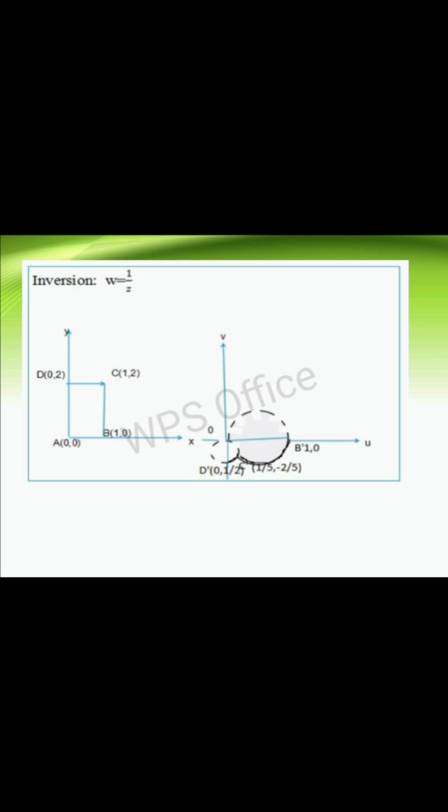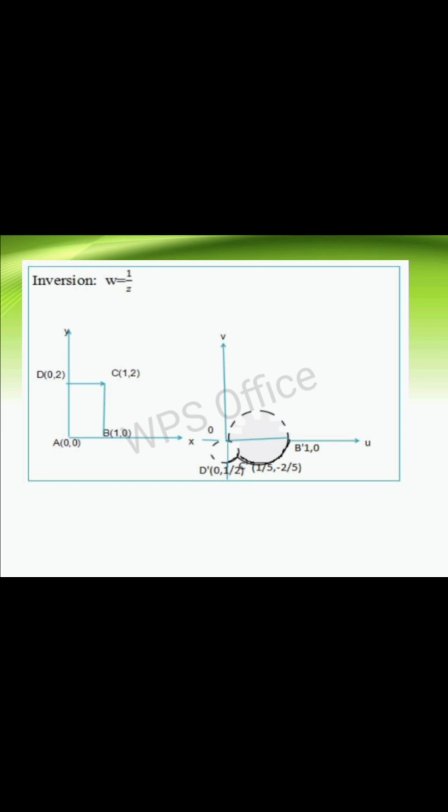B is 1, 0. The image B dash is 1 by 1 plus i 0, which is 1, so 1 plus i 0, that is 1, 0. The image B dash is 1, 0. C is 1, 2. What is C dash? W is 1 by z, so 1 by 1 plus 2i. Multiply and divide by the conjugate of 1 plus 2i, so 1 minus 2i by 1 minus 2i. After the simplification, the w value is 1 by 5 minus 2 by 5 into i. So the real part is 1 by 5, the imaginary part is minus 2 by 5.